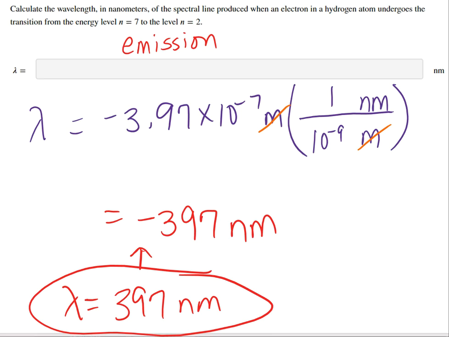The key is making sure that you're understanding where you're starting at and where you're ending up at so that you can identify n1 and n2. And then remembering that this equation is actually 1 over the wavelength. So after you find that value, you have to do the inverse, so 1 over that, in order to get the actual wavelength. And then if you're needing to convert it to or report it in nanometers, you have to do an extra conversion. So I hope this helps. If you have any questions, let me know. Thank you.